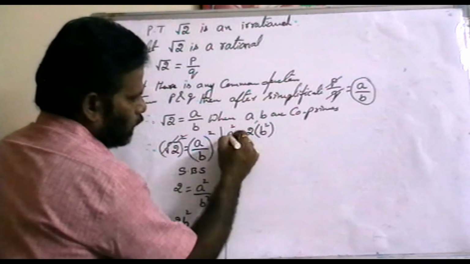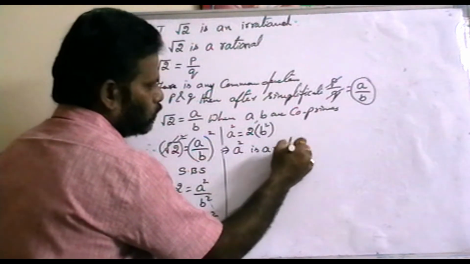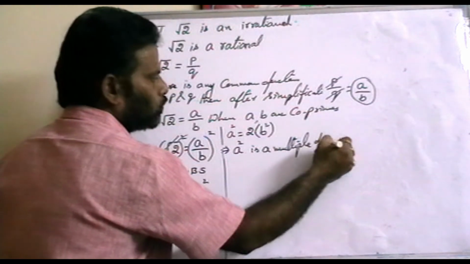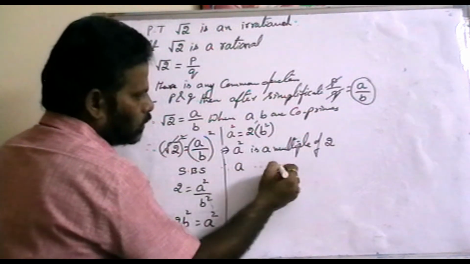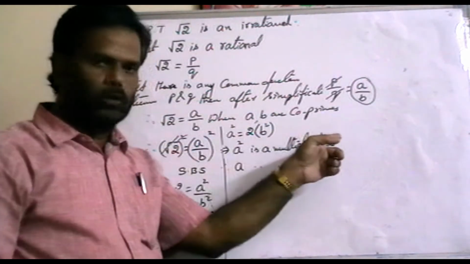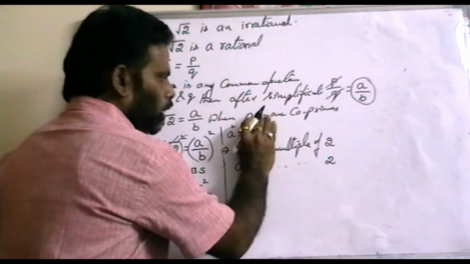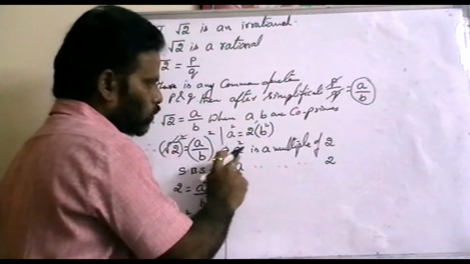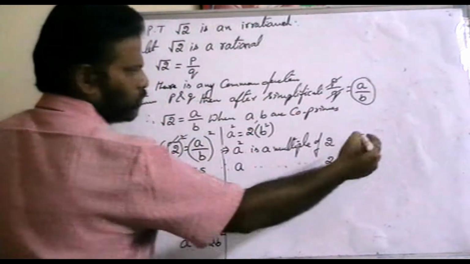If a square is a multiple of 2, therefore a is also a multiple of 2. Why? Because it is 2 into something, and 2 into anything is a multiple of 2. Therefore a square is a multiple of 2, then a is also a multiple of 2. See, simple.